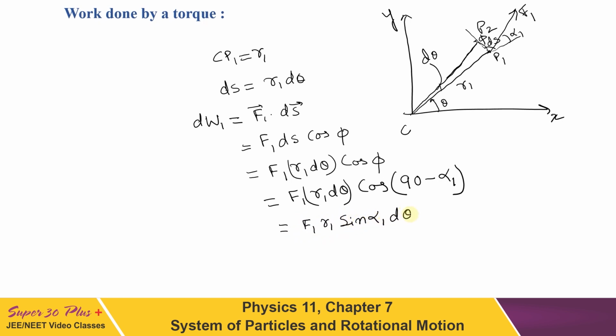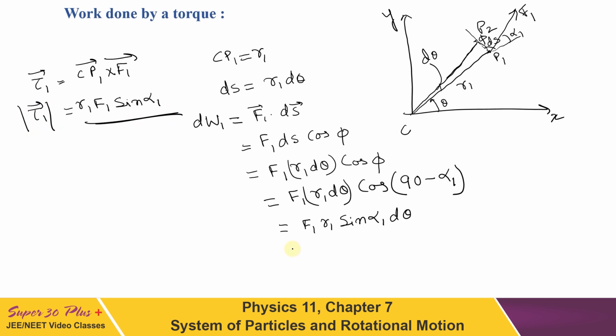Next if we consider effective torque due to F1, this torque can be written as CP1 cross F1, because it has to be R cross F. What is this value now? It can be written as R1 F1 into sin alpha 1. Here I have written only the magnitude of torque. Now if I substitute this value here, because F1 R1 sin alpha 1 can be written as torque, it will be reduced to tau1 d theta.